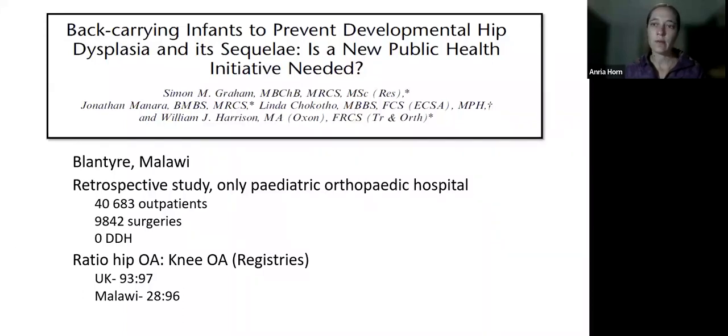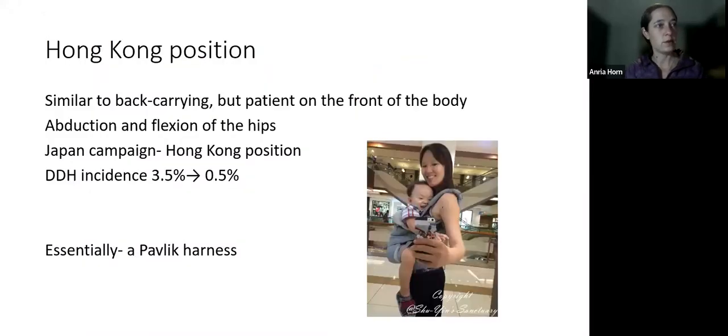And then also, because we know hip dysplasia and DDH predisposes to hip OA, they looked at the registries of a European country, in this case the UK, and the ratio between hip and knee replacements, and it's roughly equal. Whereas you can see in Malawi, they do almost 4 times as many knee replacements as hip replacements, which would also indicate that there's less hip dysplasia and therefore less hip OA. So it's not really a thing. And that's not only because of the back carrying though, but as we said, I think there is a large genetic component to this.